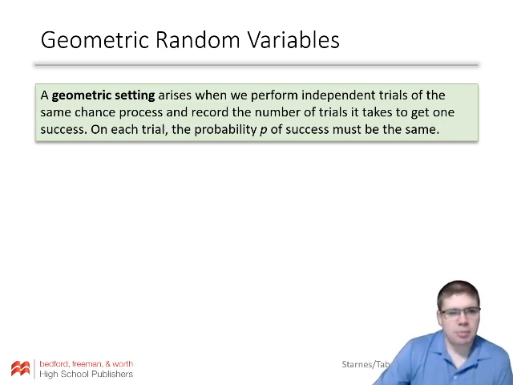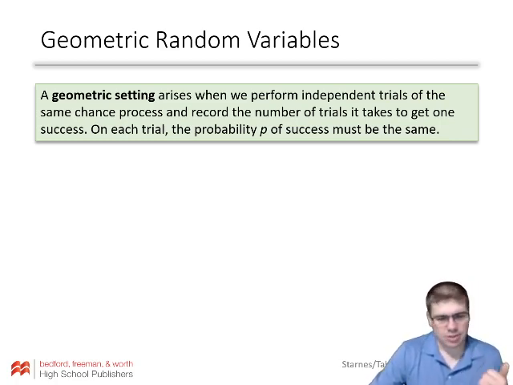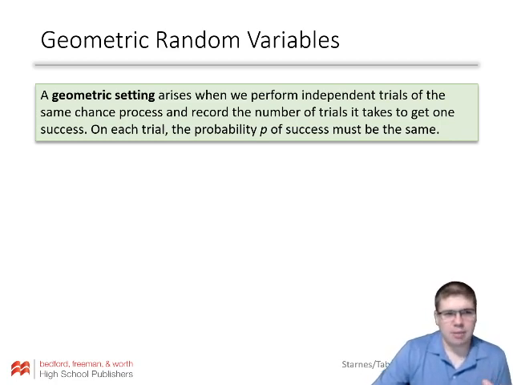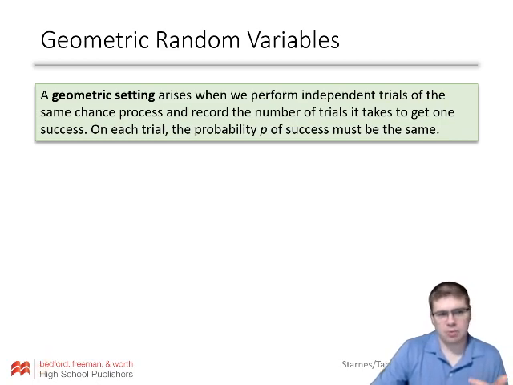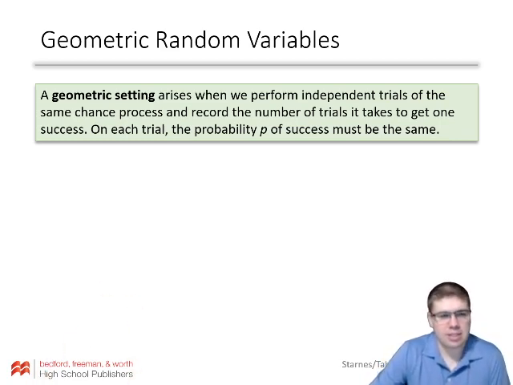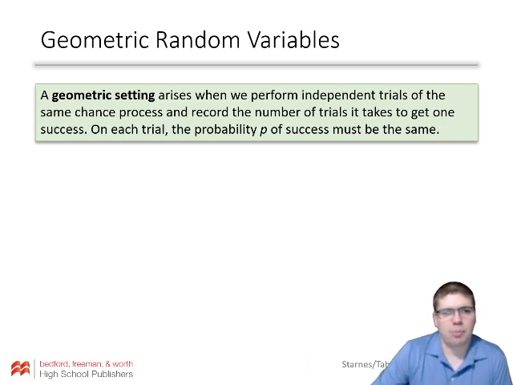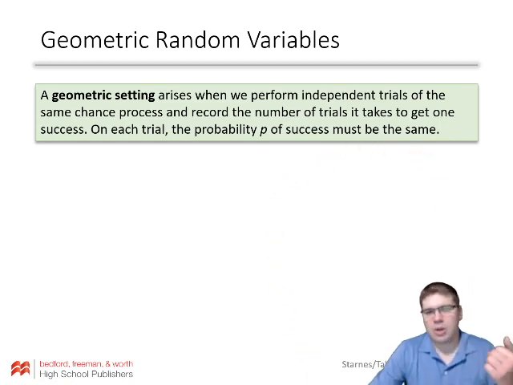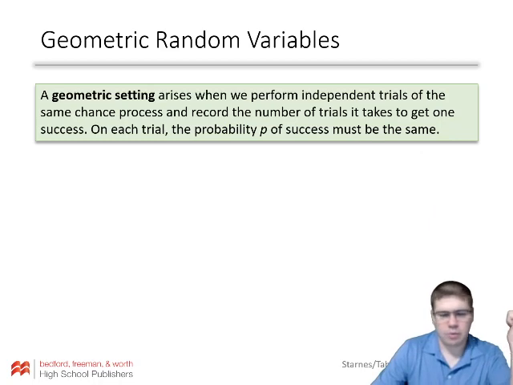So a geometric setting arises when we perform independent trials, so that's just like binomial, of the same chance process and record the number of trials that it takes to get one success. So I kind of mentioned this before. We're not interested in a fixed number of trials until we see how many successes we get. We're going to see how many trials until we get one success. So on each trial, the probability of success must be the same. So that's the geometric setting.